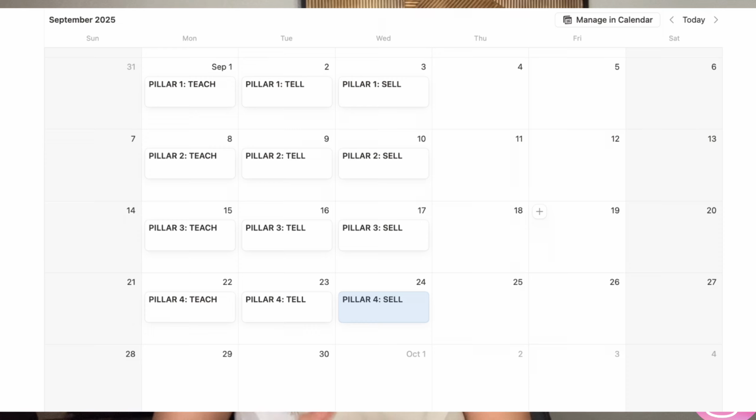Because pillars aren't just ideas, they're your system. Step number 1 is assign 1 week per pillar. So if you have 4 pillars, your month is already mapped. So week 1 would be pillar 1, week 2, pillar 2, week 3, pillar 3, and week 4, pillar 4. This is going to keep your messaging balanced, clear, and consistent without overloading your brain every week.